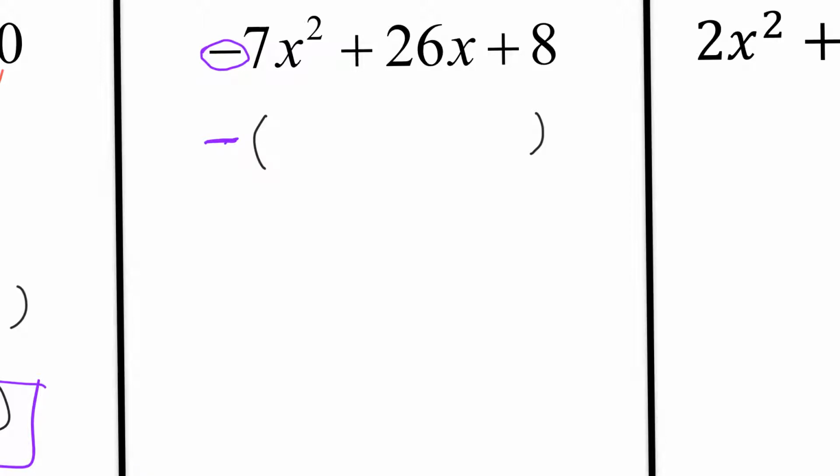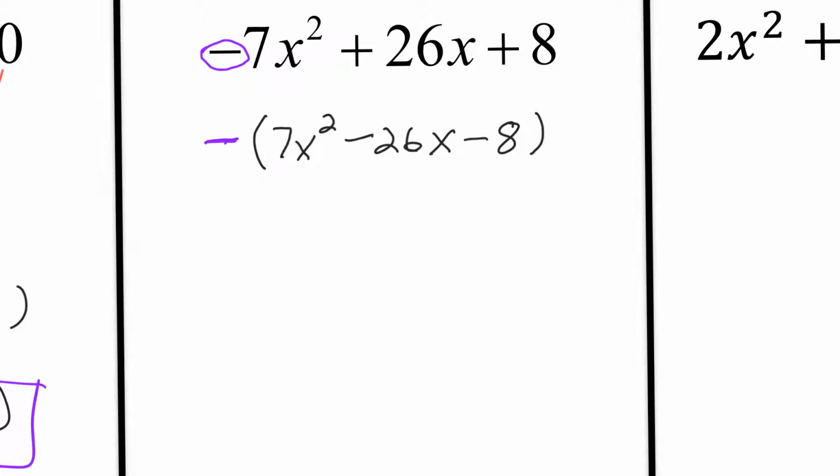And when you guys factor out the negative, all you have to do, guys, you have to change the sign of the trinomial. If you have a negative and there's an invisible 1 here, you guys just change the signs. So that negative 7x squared becomes a positive 7x squared. The positive 26 becomes a minus 26x, and the positive 8 becomes a negative 8.